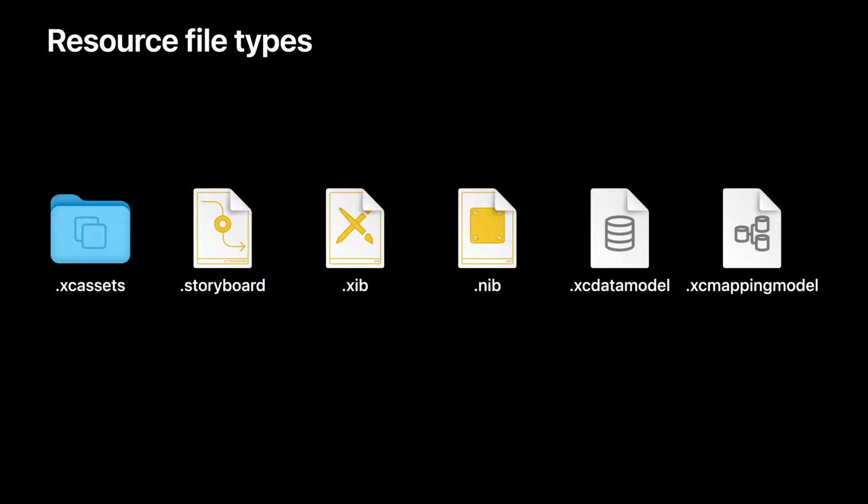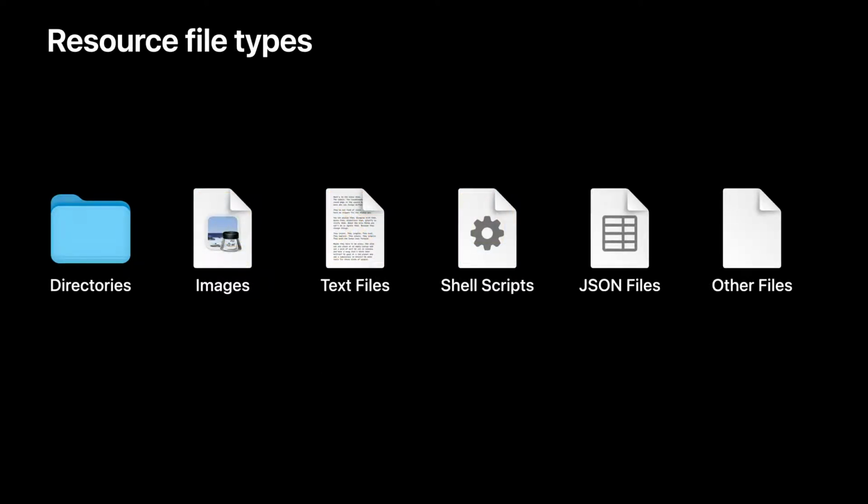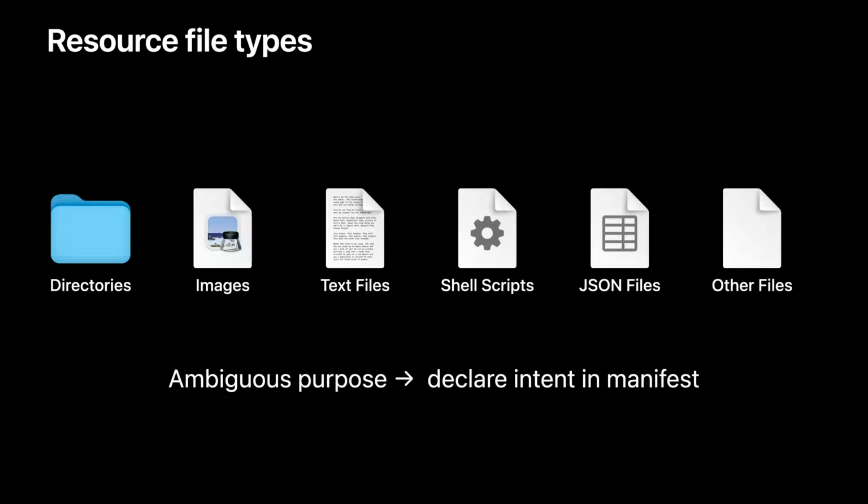Files in a package are processed according to their type, as indicated by the file name suffix. Some kinds of files, such as asset catalogs, storyboards, and Core Data models, have a clear purpose. These kinds of files can just be added to the package, and Xcode knows what to do with them. Other kinds of files could have a variety of purposes. A plain text file might be needed at runtime, or it might only be used during development. The same is true for images, shell scripts, and other common types of files. For those kinds of files, you need to declare the intent in the package manifest.